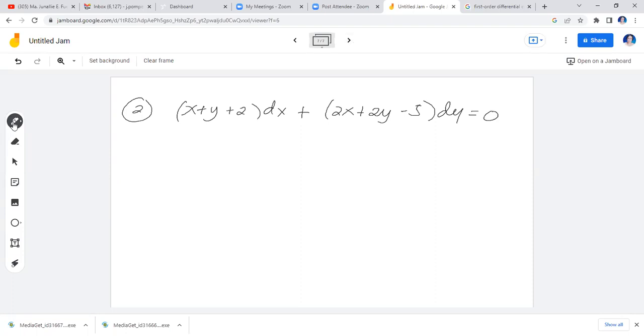Just like what we did in the first example, you will write down separately the two linear coefficients. So we'll separately write them down: x plus y plus 2 equal to 0, and 2x plus 2y minus 5 equal to 0. What have you noticed with the two linear equations?